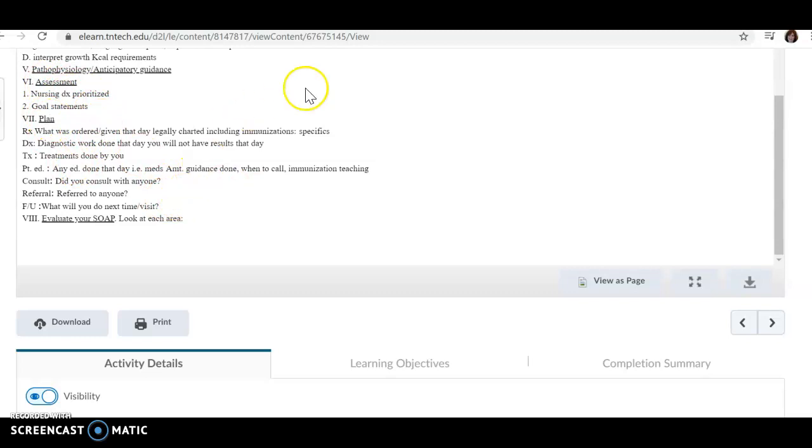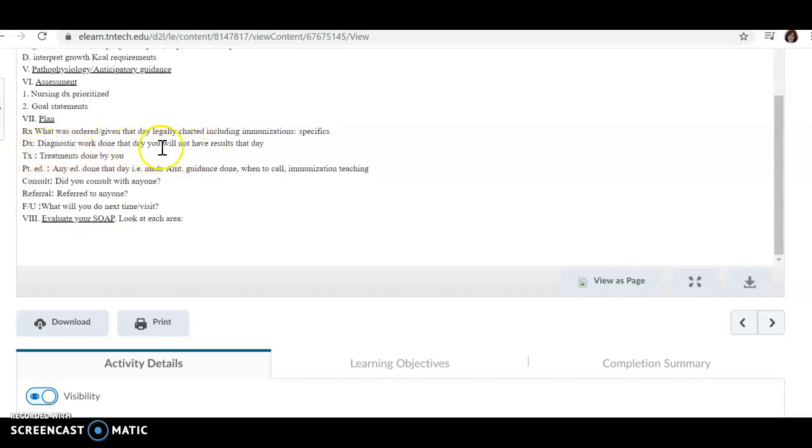For the plan part, if there was any medications given, and again, this depends on the type of the patient and the clinical setting that you were in, you're going to document what was ordered or given that day, and you're going to chart it in a legal fashion. So remember what I talked to you about immunizations. You need to have lot number and expiration dates documented, those types of things.